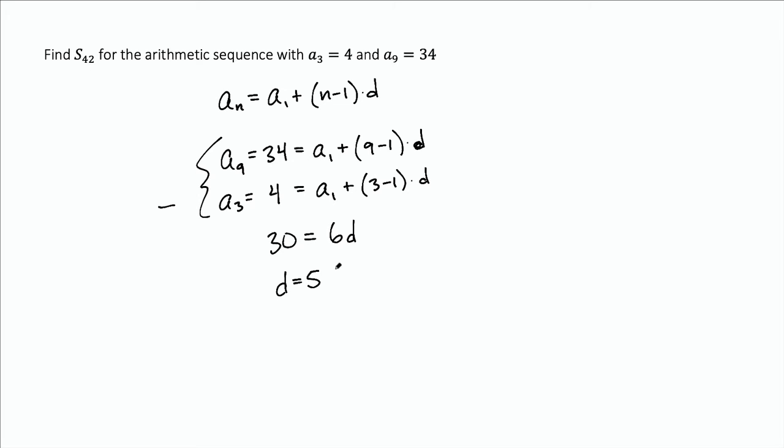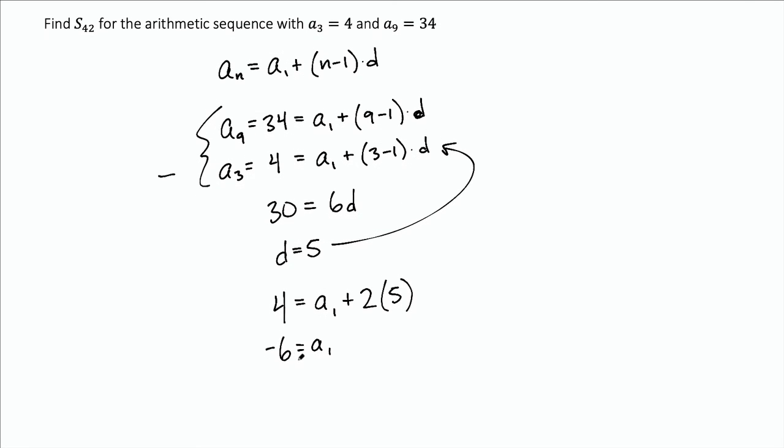Now I can take that and plug it into either one of these formulas. I'm going to plug it into this second one because I've got some smaller numbers to work with there. So 4 equals a1 plus 2 times d, which is 5. So that's a1 plus 10. If you subtract 10, you get negative 6 equals a1. So we have our first term and we have our common difference. So we are ready to find the sum here.